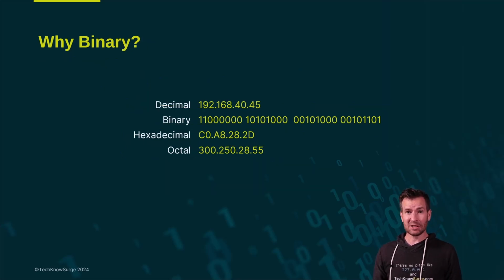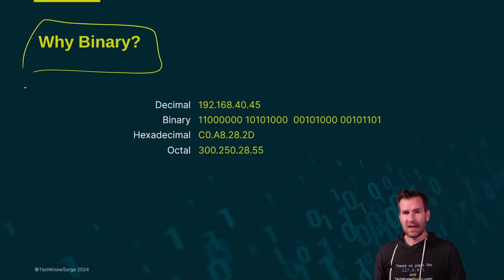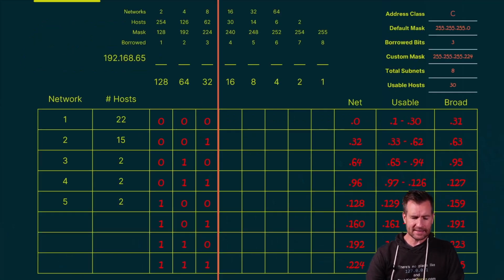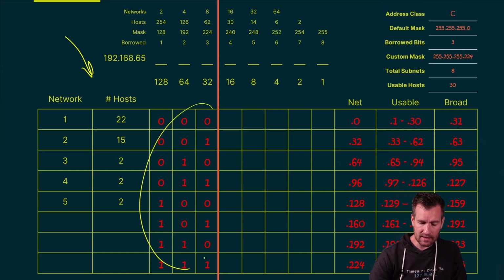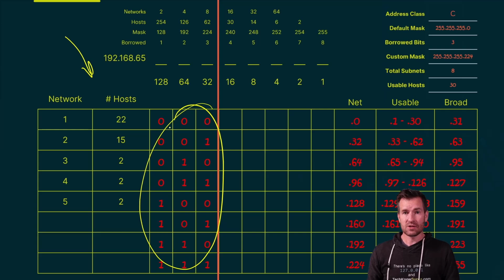So if decimal is easier for us, why would we ever want to use binary? The thing is, there are times when binary is just necessary. For instance, when we're subnetting a range, we have to really get down into the bits and what the bits look like. So it really is a requirement that we understand binary and can work with binary.